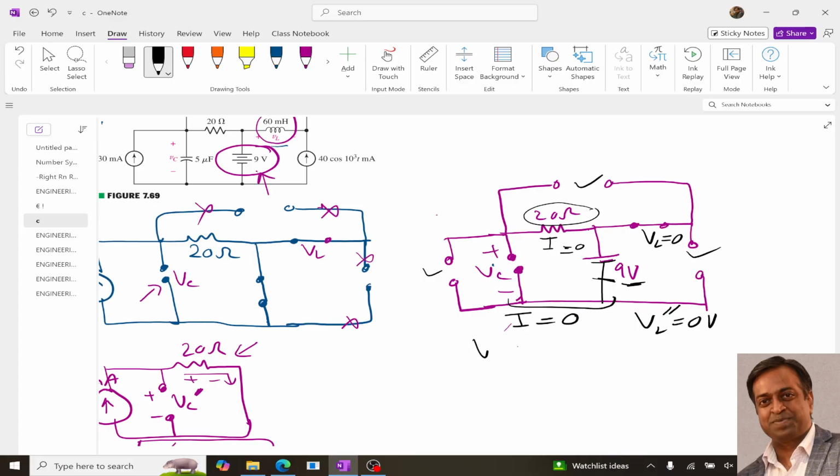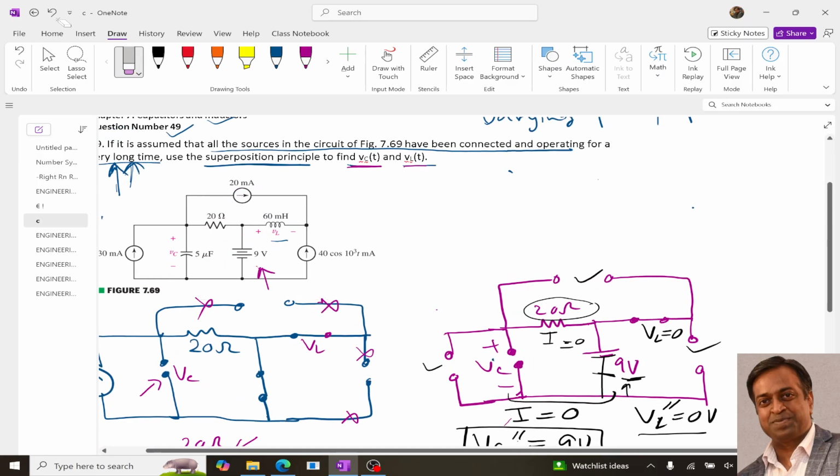So overall VC double dash will be equal to 9 volt, right? The voltage across the capacitor, because of the 9 volt source, is 9 volt, whereas VL double dash is 0 volt due to the 9 volt. Now considering the third case, let's take this as active.